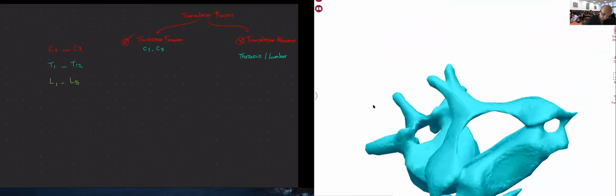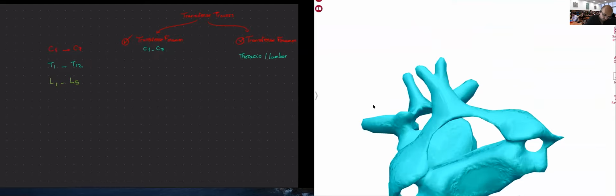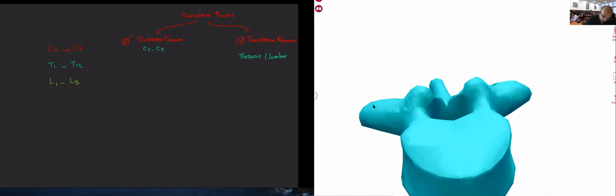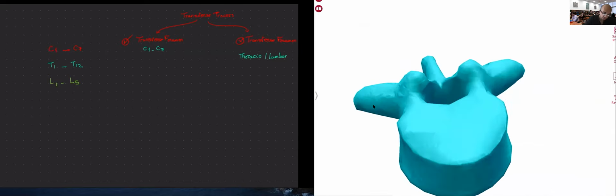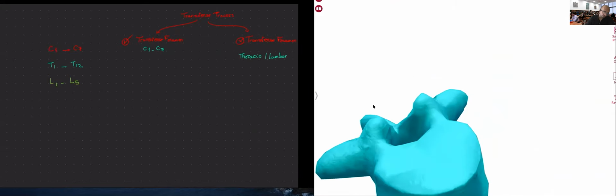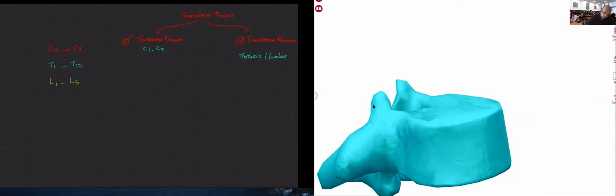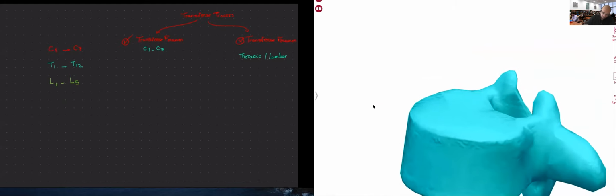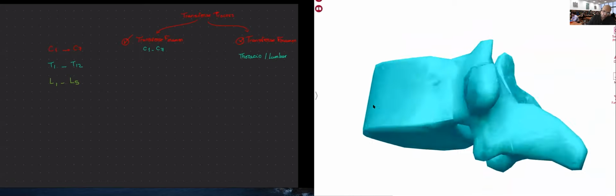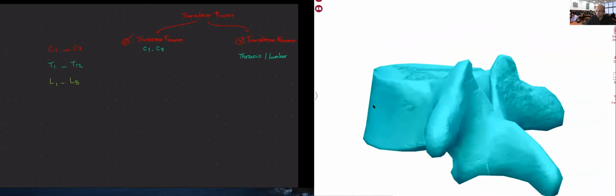How about this one here? What do you think? Look at the transverse process. Do you see a transverse foramen in the transverse process? Do you see a hole in the transverse process? Yes or no? No. No transverse foramen. So this tells me what? This tells me that this vertebra that I'm looking at is either thoracic or lumbar, or in other words, not cervical.